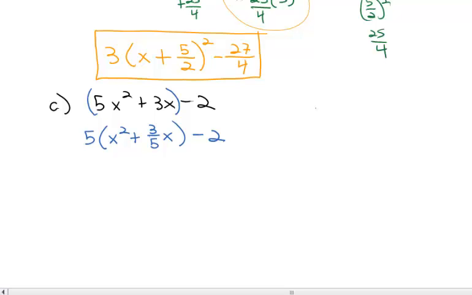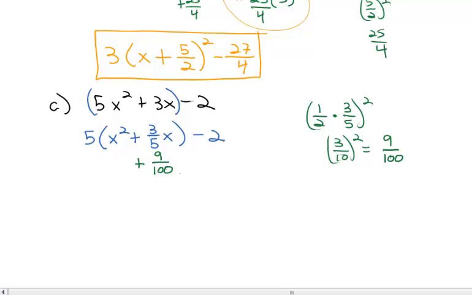Now when we complete the square, we take 1/2 times b, which is 3/5, squared, or 3/10 squared. 3 squared is 9, 10 squared is 100. We are adding 9 over 100 inside the parentheses and subtracting 9 over 100 times 5 outside the parentheses.